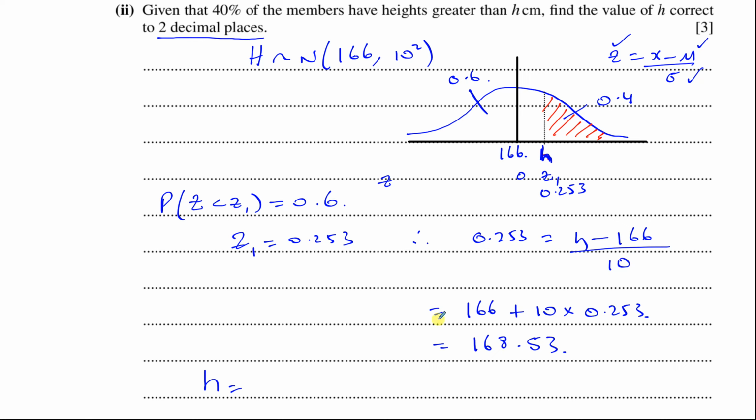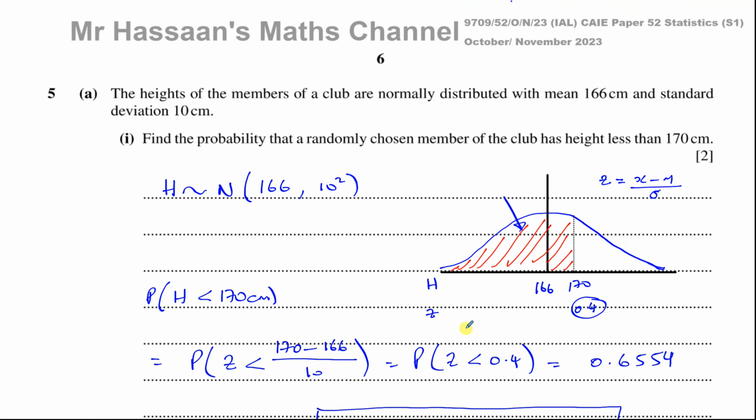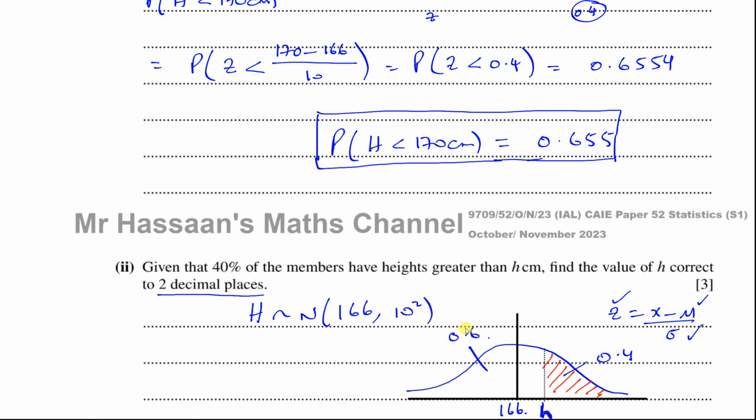Okay, so this was H. So H is equal to 168.53. Okay, so there we have the answer to this question. It says centimeters, so we just write down H as a number because the centimeters is assigned to it there. And there we have the answer to this question. And that's 5 part A done.